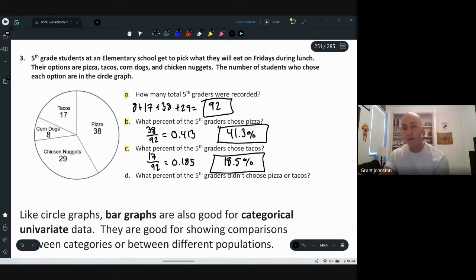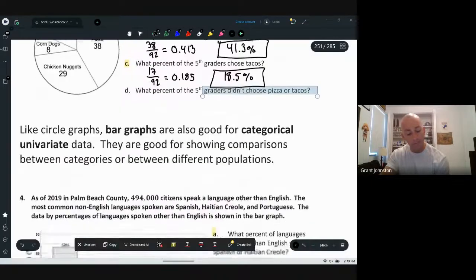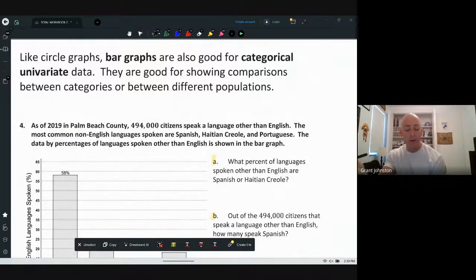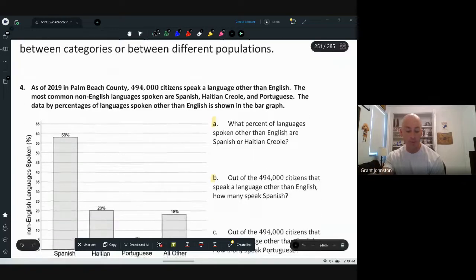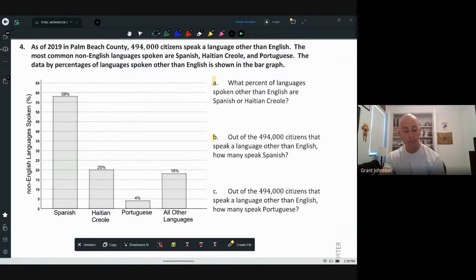So that's circle graphs, okay? Like circle graphs, bar graphs are also good for categorical univariate data. They're good for showing comparisons between categories or different populations. Okay.